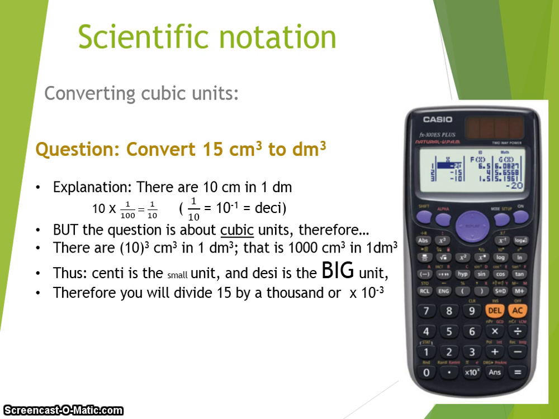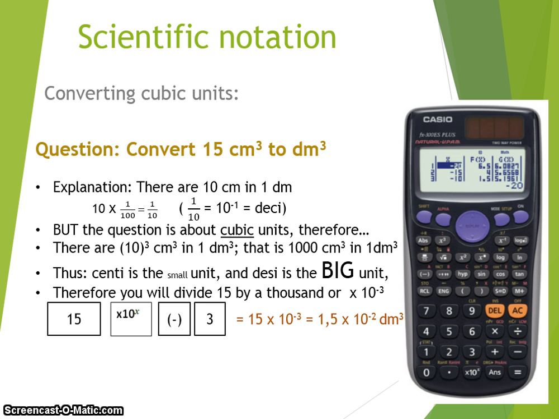Therefore, you will divide the 15 from our example on top. You will divide the 15 by 1,000, or you will multiply it by 10 to the minus 3. So the number that you will enter is 15 times 10 to the power x, your minus for the negative exponent, and the 3. That gives you 15 times 10 to the minus 3, which is then 1,5 times 10 to the power minus 2 cubic decimeters. And that is how you would convert from centimeters cubed to decimeters cubed.